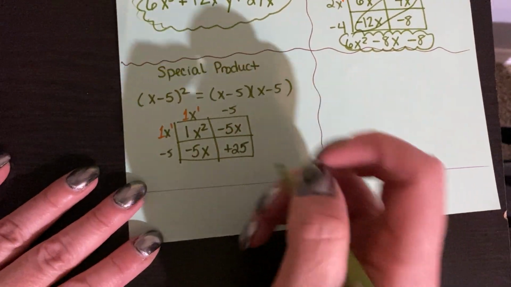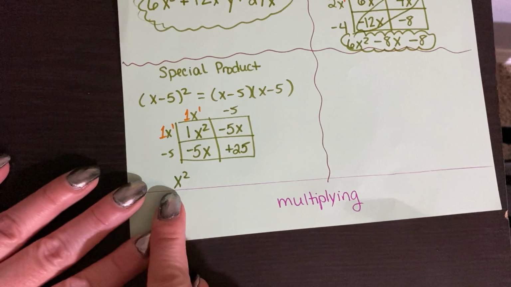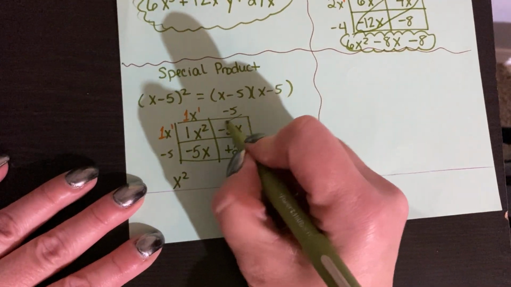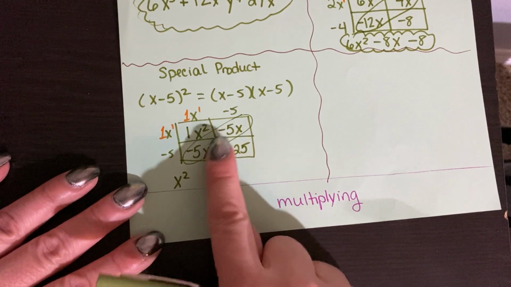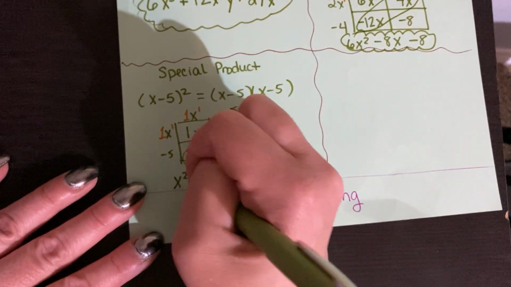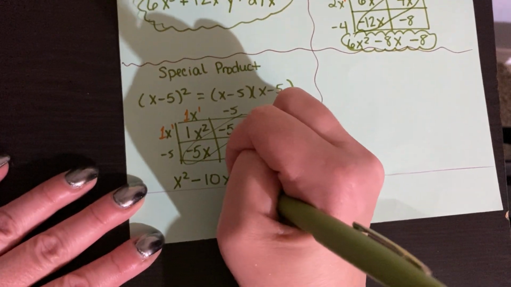And so my final answer, let's go through. We have 1x², so I'm going to leave that there, with or without the 1 in front is up to you. These two can go together because they both have just a plain old x. Well, -5 and -5 is -10. Since we're adding, we don't change exponents. And then a plus 25.